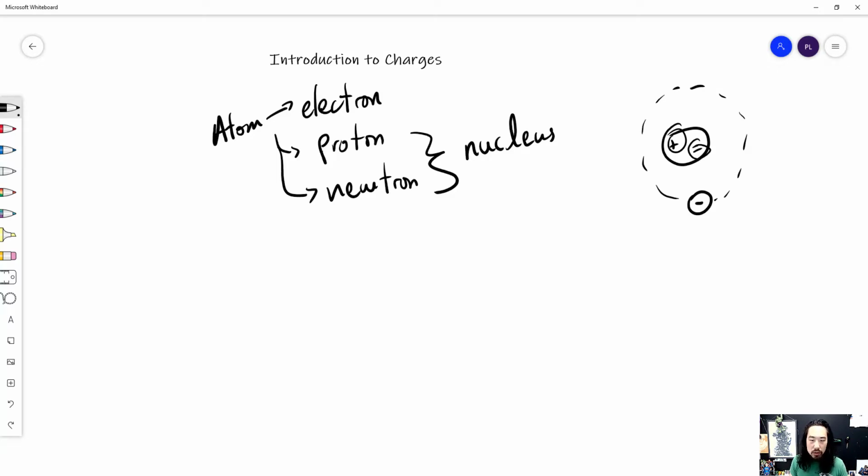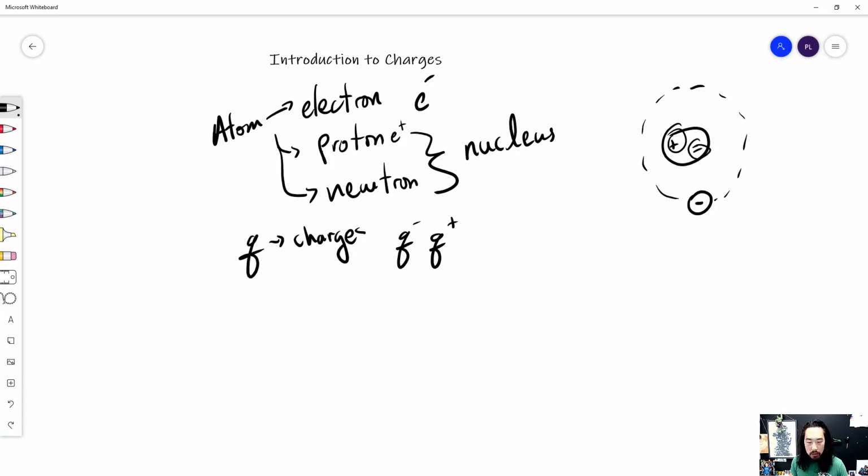Oftentimes, you'll see me write electron as e with a negative superscript. Sometimes you could see me write proton as e with a positive. It just shows us that we have a positive and a negative charge. But speaking of charges, we write charges with a letter Q. We reserve c for the speed of light. Q is for charges. Electron can sometimes be written as Q negative, and a proton as Q positive, but all of those are the same.